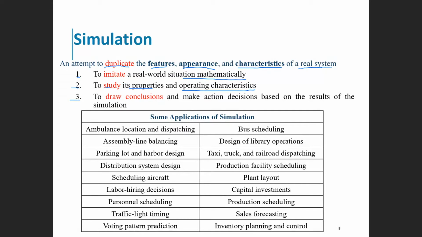So you study them, and also draw conclusions and make decisions based on the results of the simulation. You can make a conclusion, and either make changes, or reduce or increase resources. So this is why we do simulation: to imitate, to study, to draw conclusions. Study what? The operation. Imitate the real situation mathematically, and also draw conclusions and take action. This is the use of simulation.